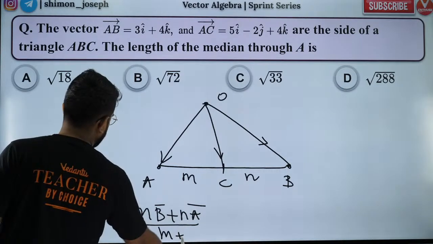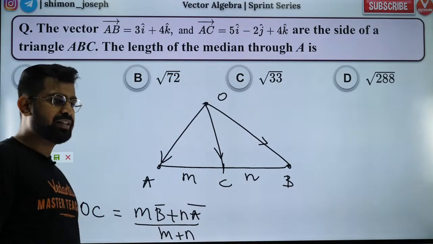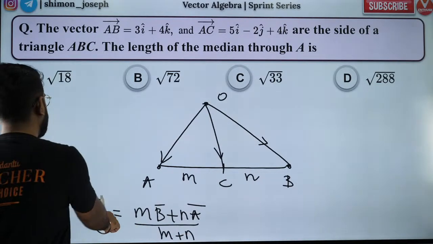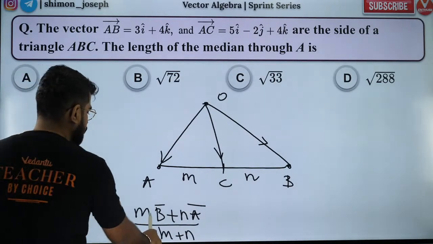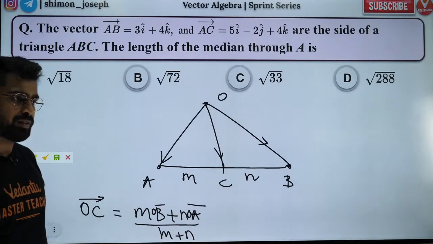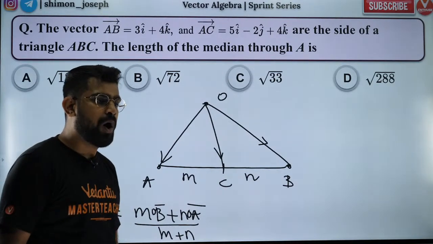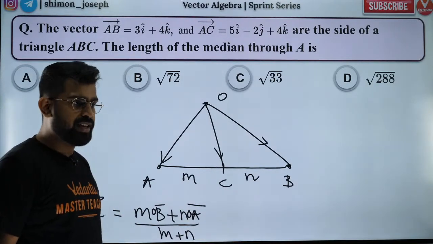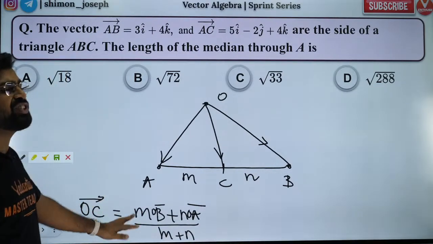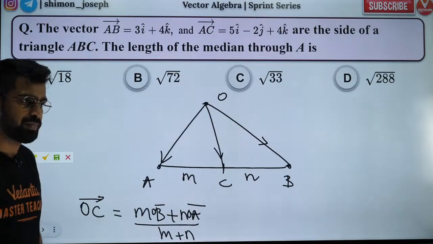Is that right, people? So this is how you get the OC vector. You can write it as m times OB vector plus n times OA vector, by m plus n. Guys, are you all able to follow? Is my voice clear? Is the video fine? So this is your section formula for internal division. I hope it makes sense.